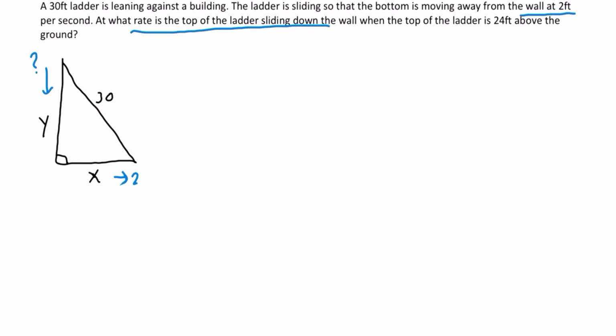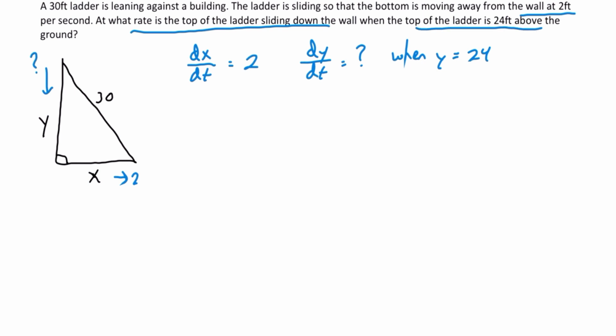Labeling what we know, dx/dt is 2. dy/dt we do not know, and we are specifically concerned about what dy/dt is when y is equal to 24, when it is 24 feet above the ground. Next, the equation that we're going to start with, since we're dealing with a right triangle, will be the Pythagorean theorem: x squared plus y squared equals z squared.